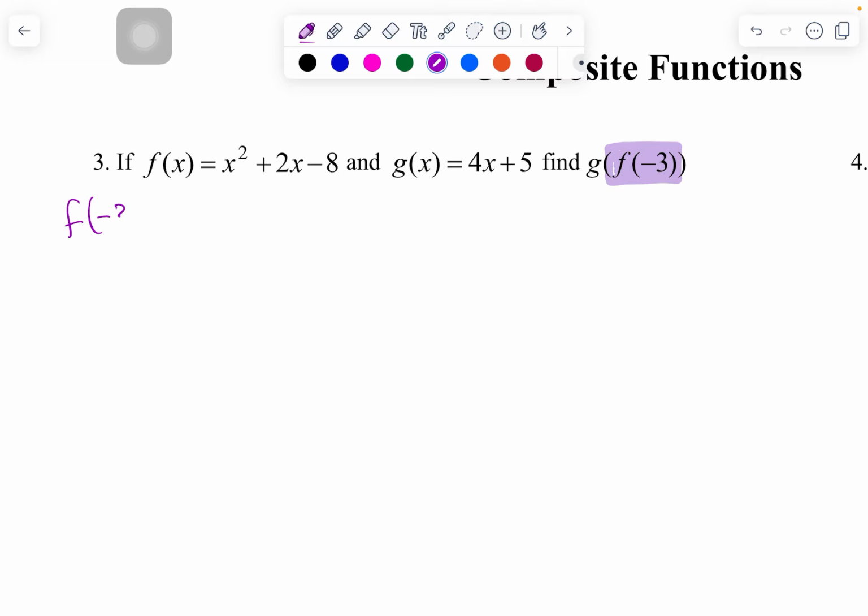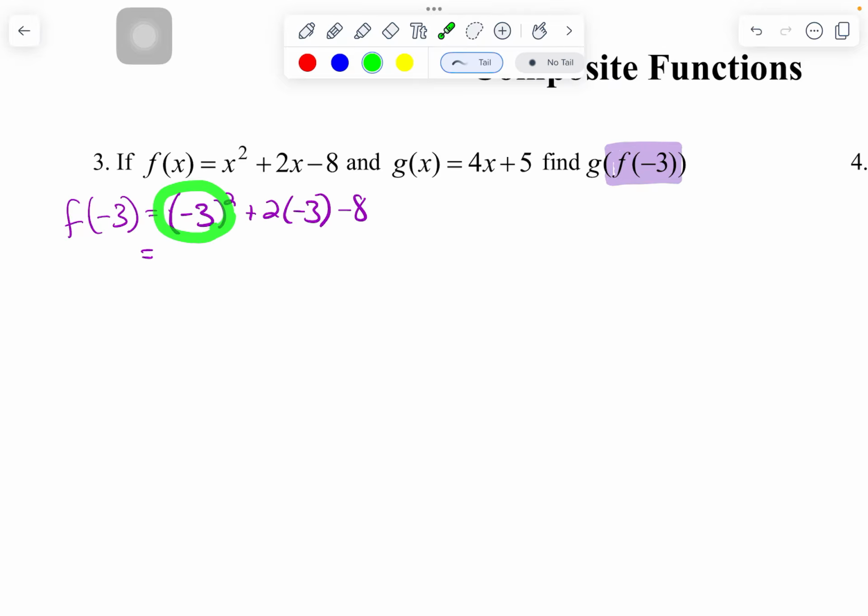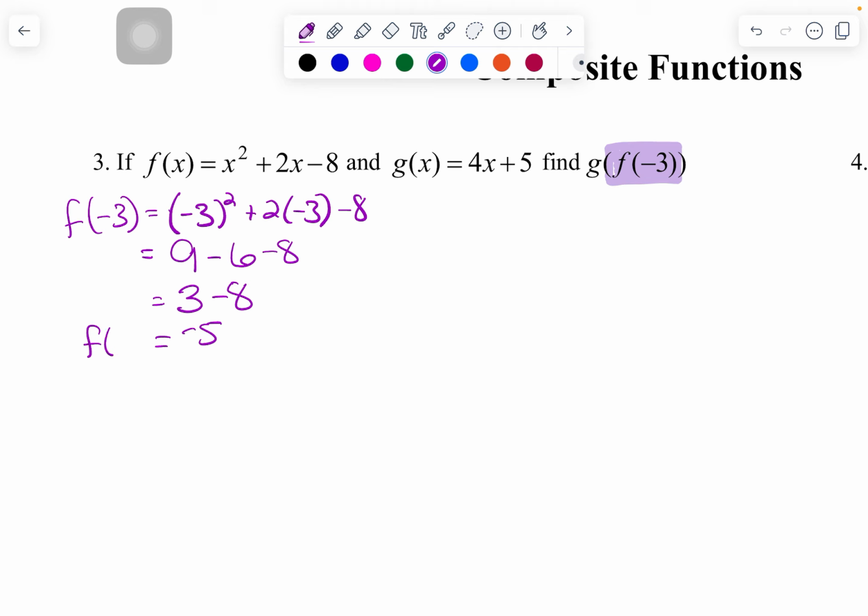So f of -3. Well, that just means in the f function here, I'm going to replace x with -3. That's the evaluating we did before, so let's just go ahead and do that again. So -3 squared plus 2 times -3 minus 8. Make sure you are using parentheses here for the power, and then also make sure you're using parentheses here for the multiplication. So -3 squared is 9, 2 times -3 is -6, and then the minus 8. 9 minus 6 is 3, 3 minus 8 is -5. So f of -3 is -5.